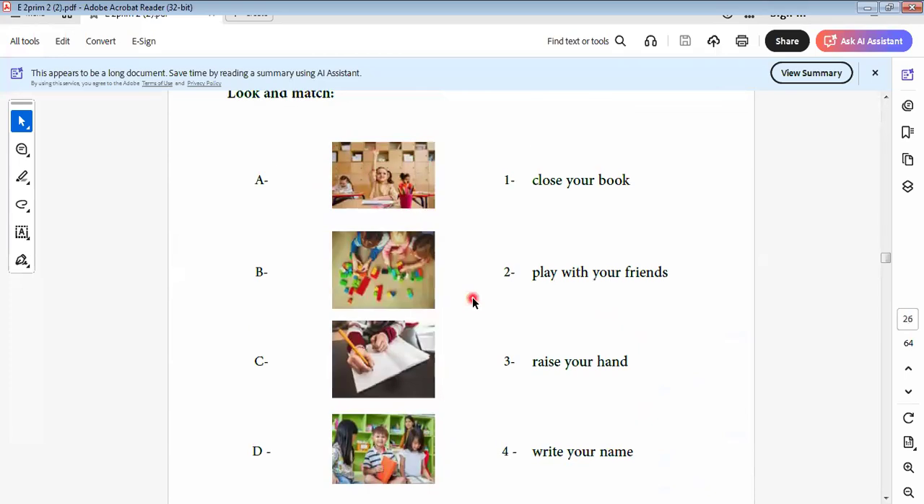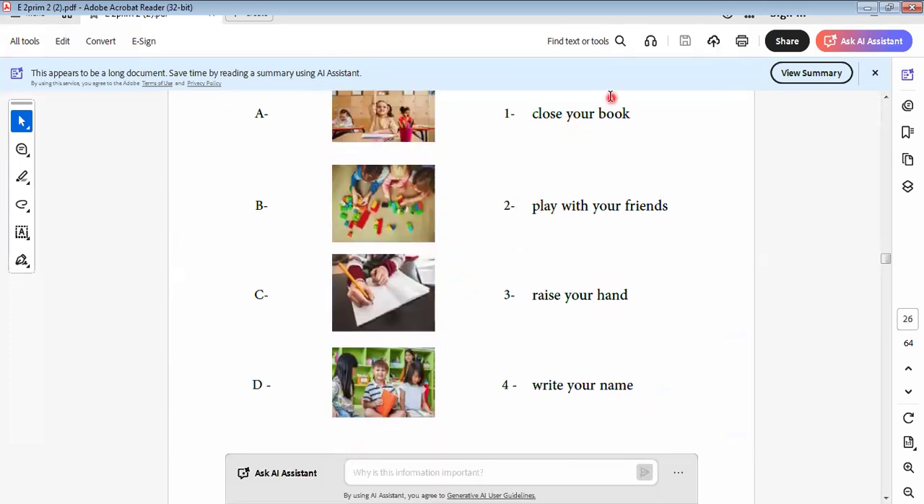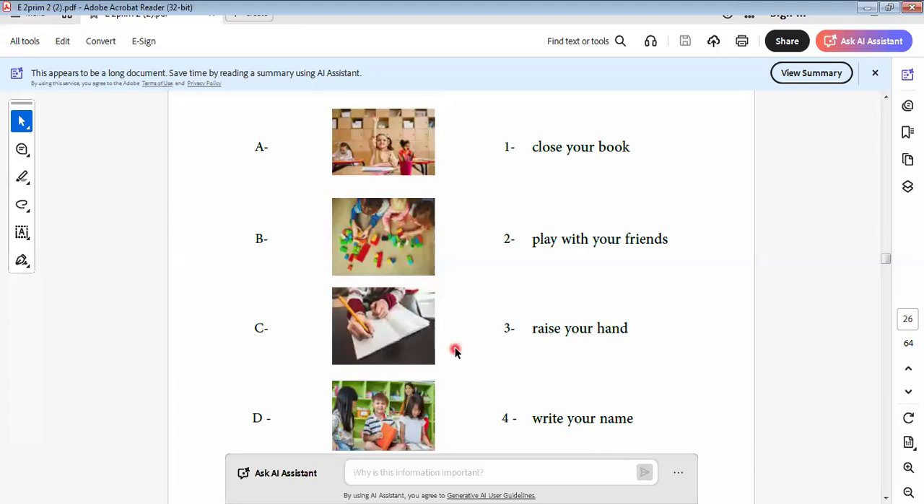Let's go to another one, another picture. Close the book. Which one? This one. So I select this one by this one. Play with your friend. Raise your hand. When we want to answer, raise your hand before answering. Write your names.